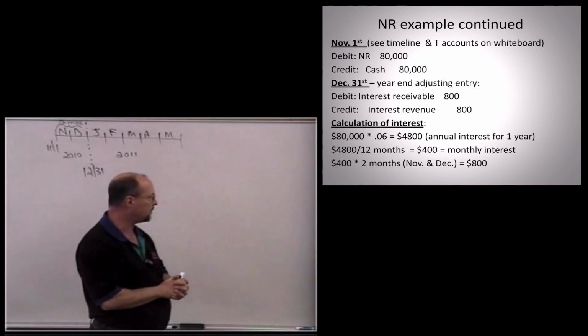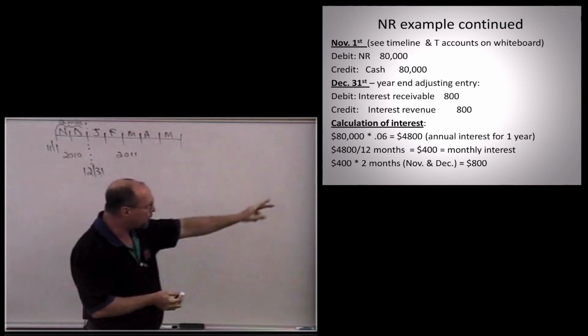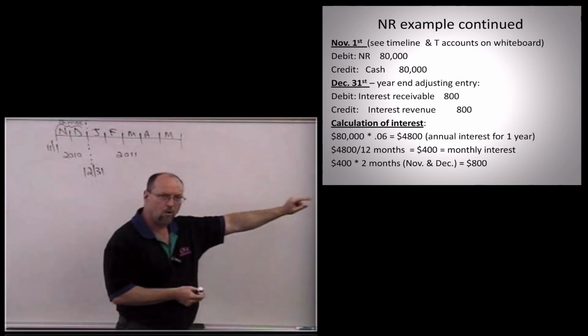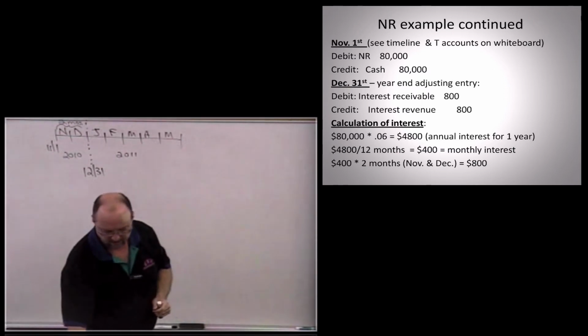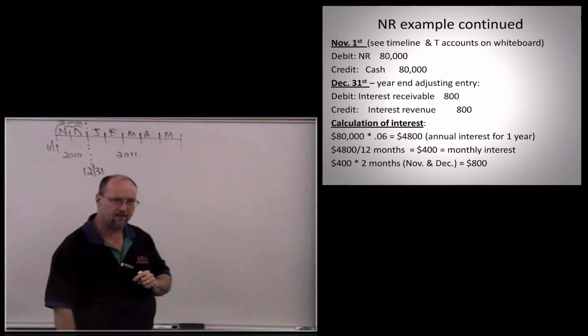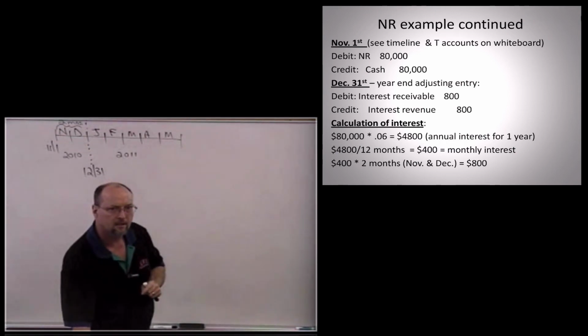Debit interest receivable, credit interest revenue. Don't get these two accounts confused. One is an asset on the balance sheet, the receivable, and one is a revenue account that goes on the income statement. We close out revenue accounts. We do not close out receivables.